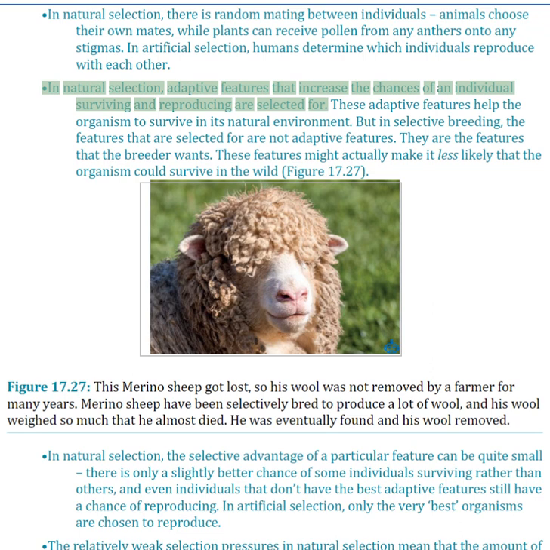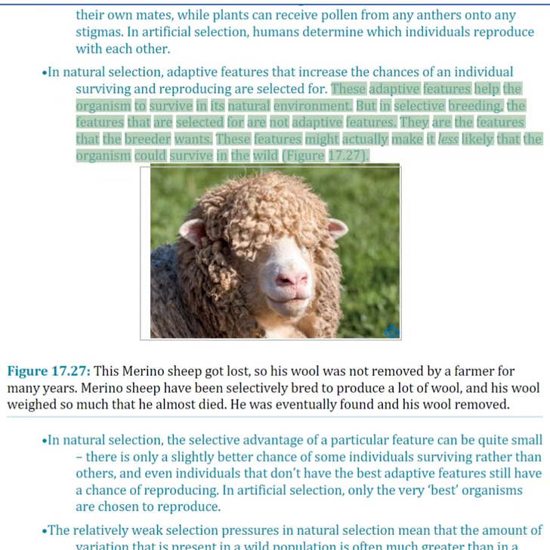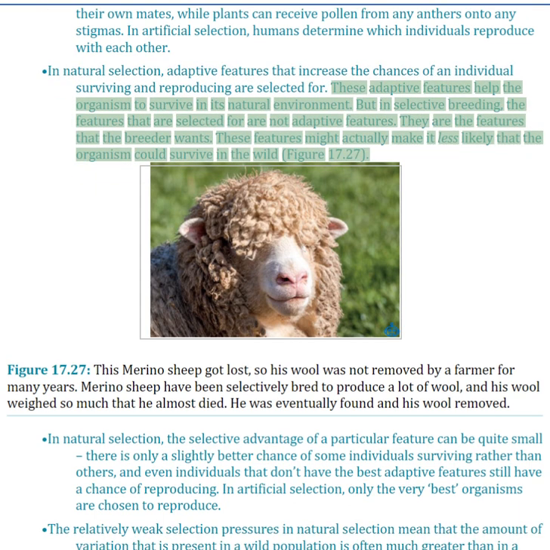In natural selection, adaptive features that increase the chances of an individual surviving and reproducing are selected for. These adaptive features help the organism to survive in its natural environment. But in selective breeding, the features that are selected for are not adaptive features. They are the features that the breeder wants. These features might actually make it less likely that the organism could survive in the wild.